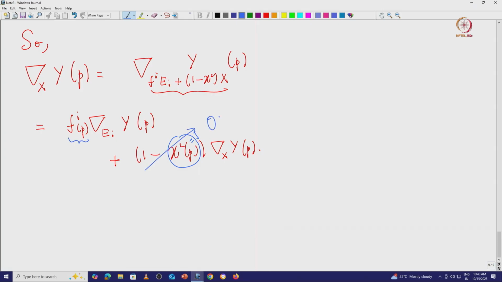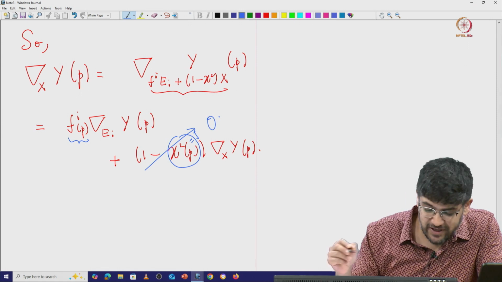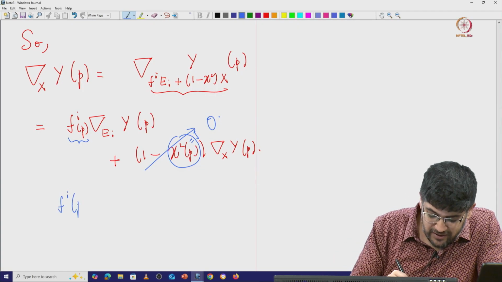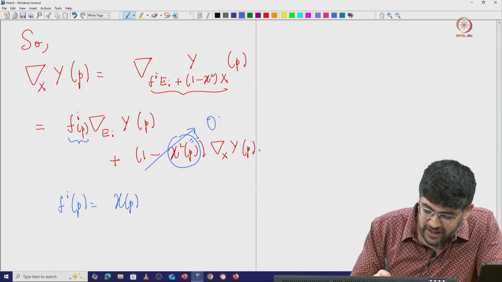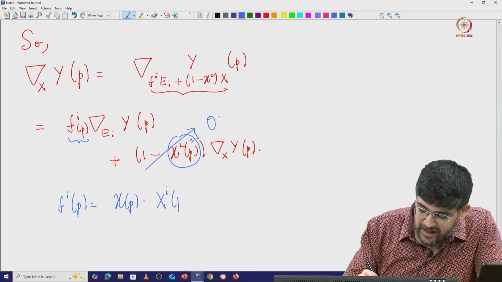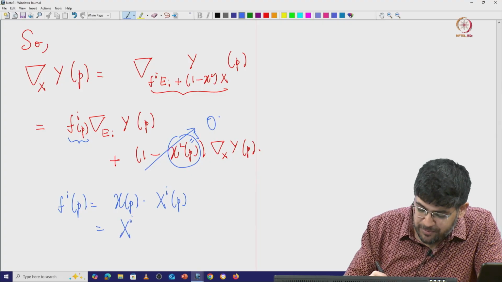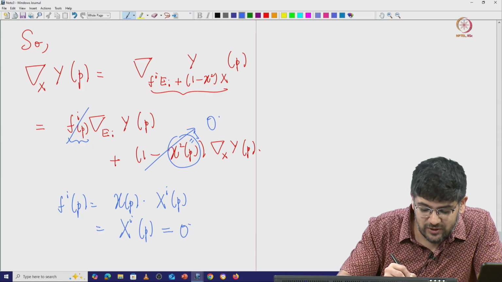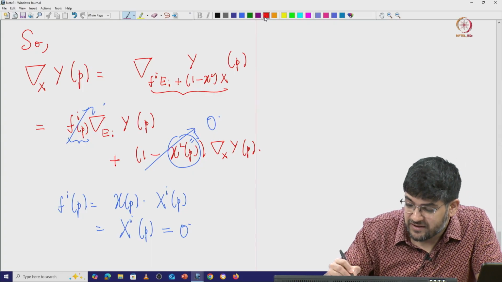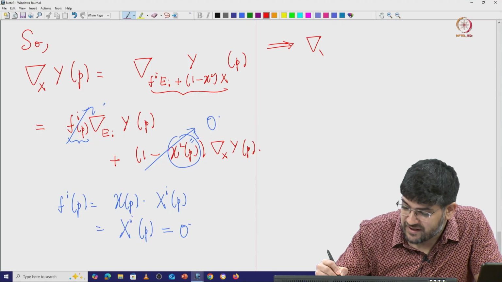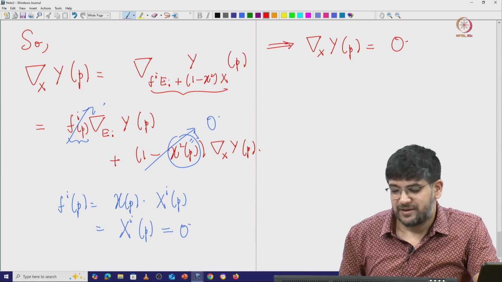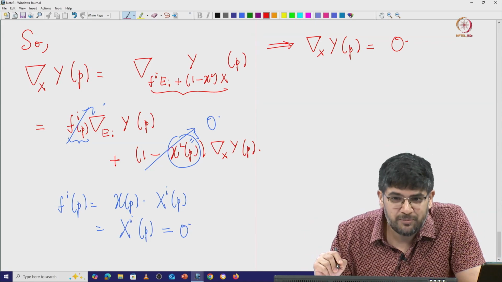Similarly, what is f^i at p? Well, f^i at p is chi at p times x^i at p, which is x^i at p, but x by our hypothesis was assumed to be 0. So these are 0. So this will also vanish. So this implies that this is 0. Okay, so this completes the proof of the proposition.